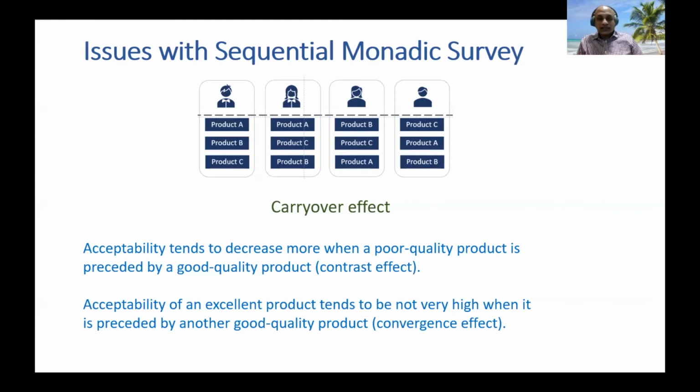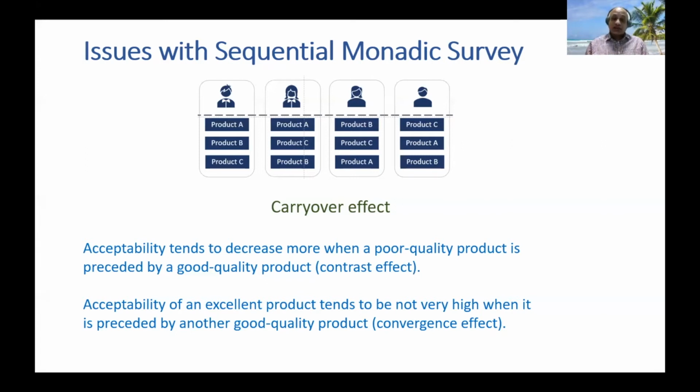So the rating that you give to that older phone is probably lower than what it actually deserves. The same thing happens in sequential monadic studies too. If the first product the panelist is using is a great one, and the next one is just an average product, then usually the rating for the second product is much lower than what it deserves. This is called contrast effect.